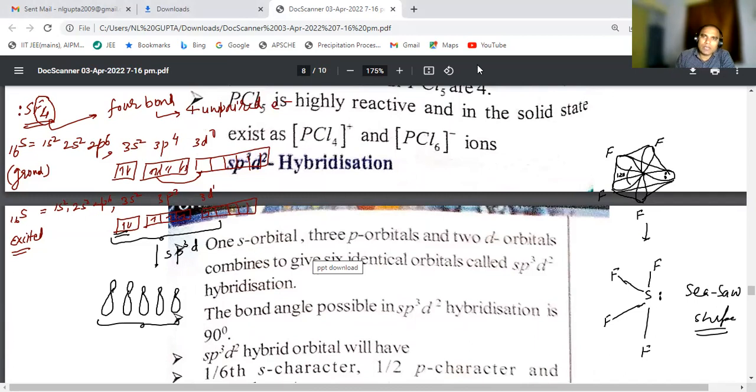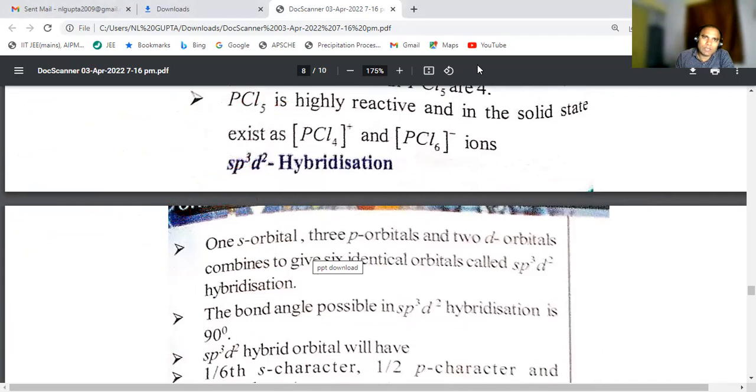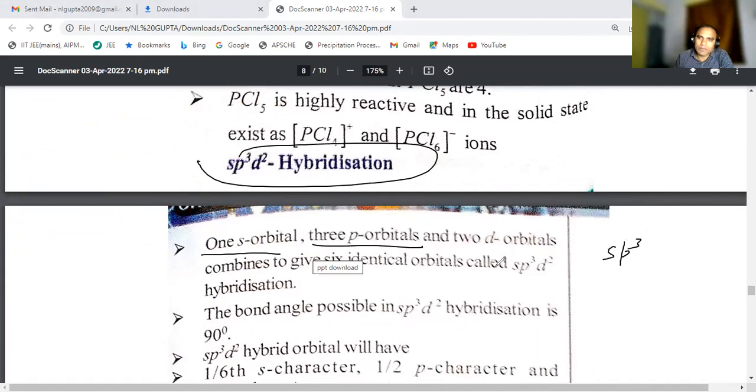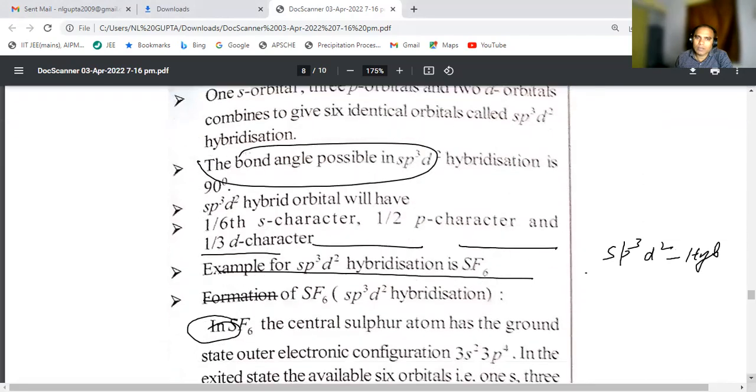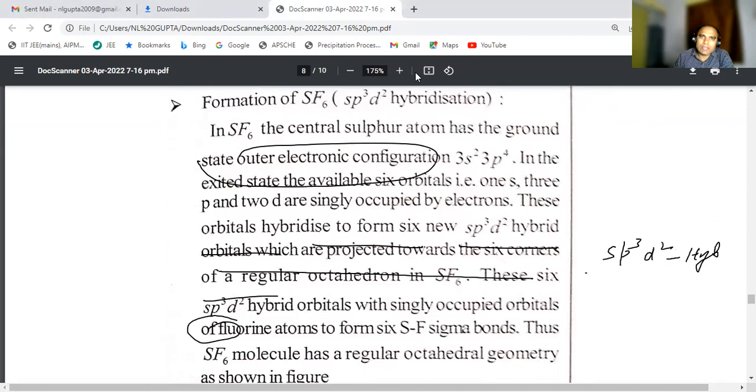If you talk about sp3d2, what is written here? One s orbital, that is s, 3 p orbitals, that is p3, and 2 d orbitals, that is d2. So sp3d2 is the hybridization. They combine to give identical orbitals called sp3d2 hybridization. The bond angle here is 90 degrees. Now if you check, they have given an example. What is the example? SF6 is the example here.